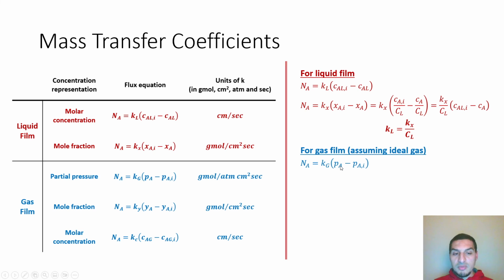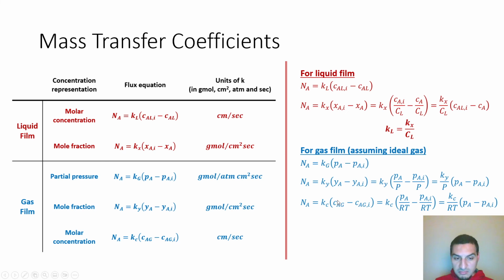Kg multiplied by Pa minus P interface, and the flux equals Ky multiplied by Y minus Y interface. According to Dalton's law, if it's an ideal gas, Y is partial pressure divided by total pressure, so we can put it as Ky divided by P multiplied by the same bracket. The same for the concentration: if it's an ideal gas, then C equals P over RT, so I can put the equation in this form, and we can easily tell that Kg equals Ky divided by P equals Kc divided by RT. This is how we can get the relation between the mass transfer coefficients and convert from one to the other.